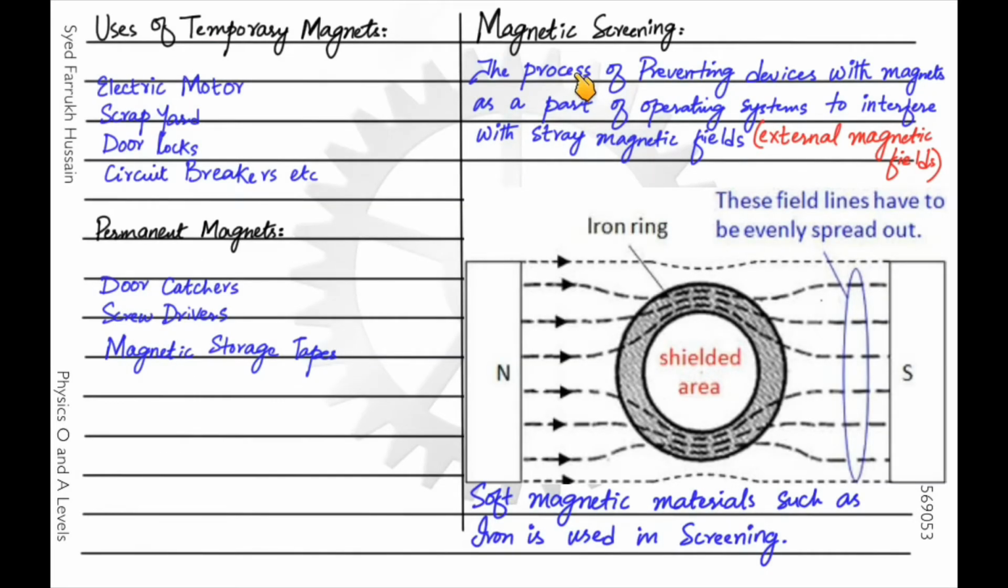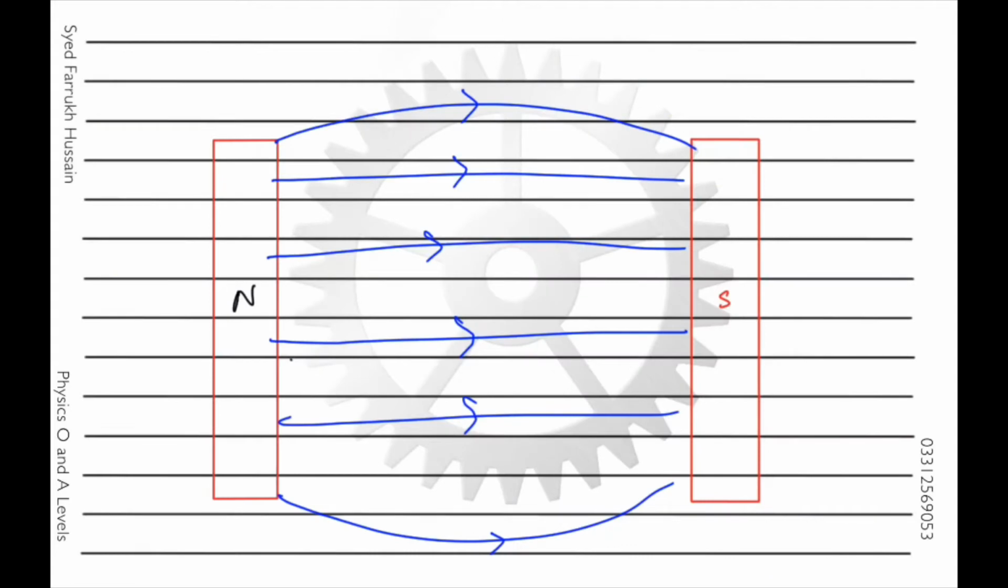Moving on to the last topic of this video, magnetic screening. Magnetic screening is the process by which we prevent devices with magnets as a part of the system from interfering with stray magnetic fields. Stray magnetic field means external magnetic field. Let me tell you an example. In this case, there are two poles, north pole and south pole of a magnet, and there are magnetic field lines in between the poles of the magnet.